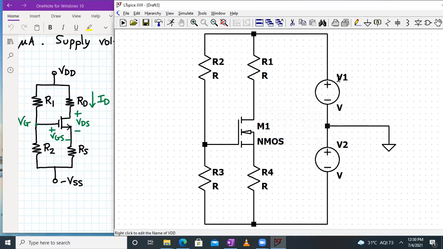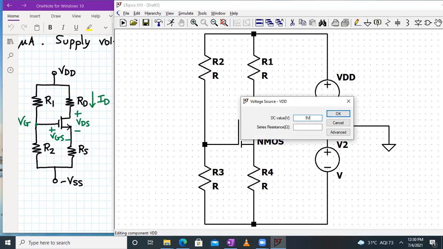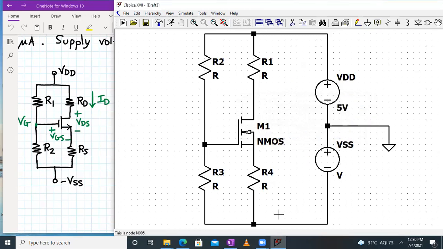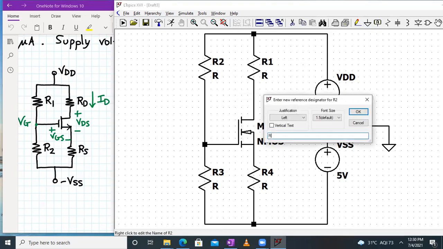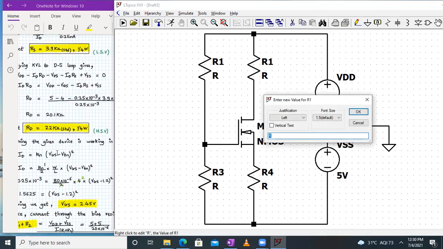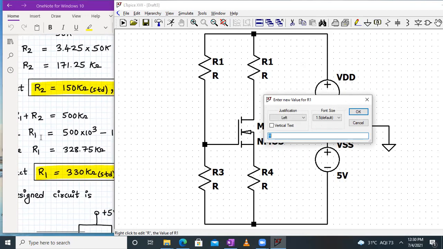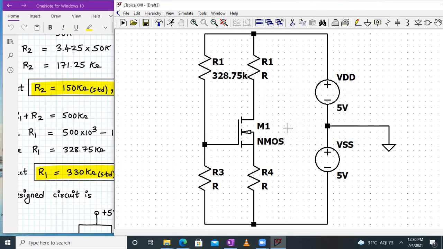This is VDD and its value is 5 volt. This is VSS. It's already connected. Negative terminal is connected to the RS and R2 resistors. Its value is also 5 volt. Then this is R1. Its value we will substitute the exact numbers. So the exact value of R1 is coming out to be 328.75 kilo ohms.